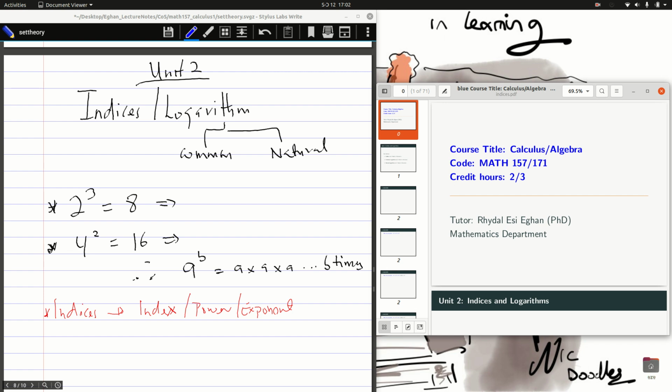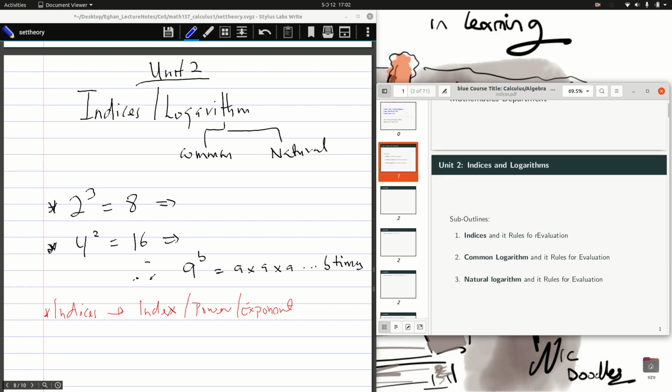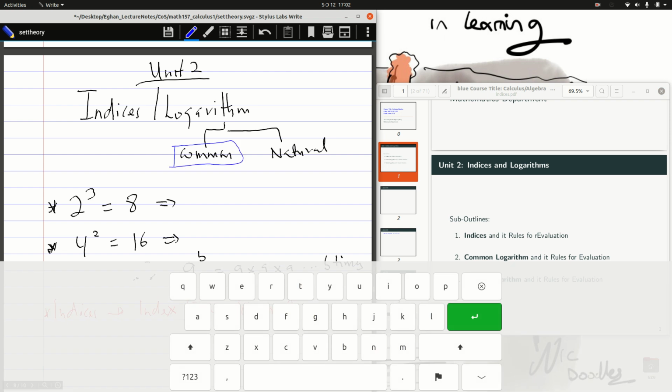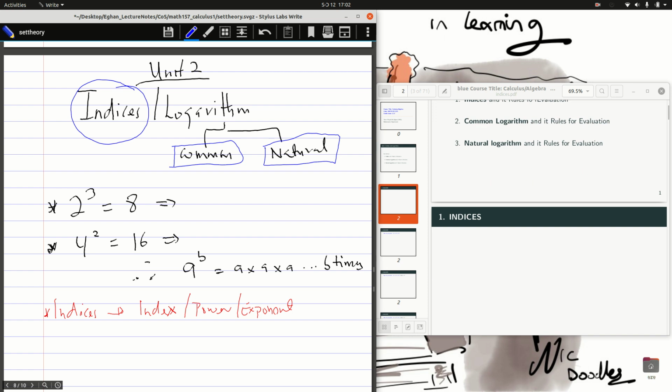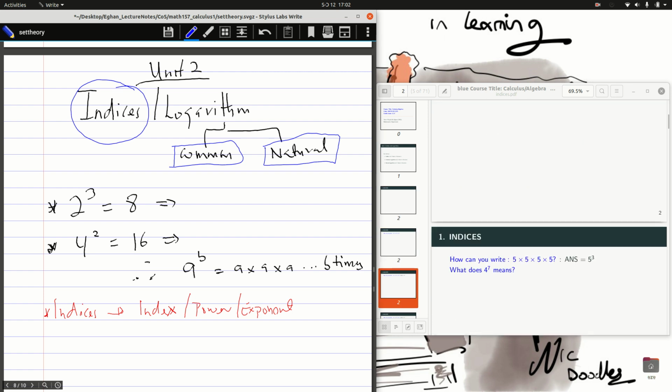Today I'm looking at unit 2 of indices and logarithms. But in this video, I'll just take that of the indices. In logarithms, we are going to look at two forms, the common and then that of the natural logs. But today I'm covering that of the indices. So follow me with my write-up and my slides.